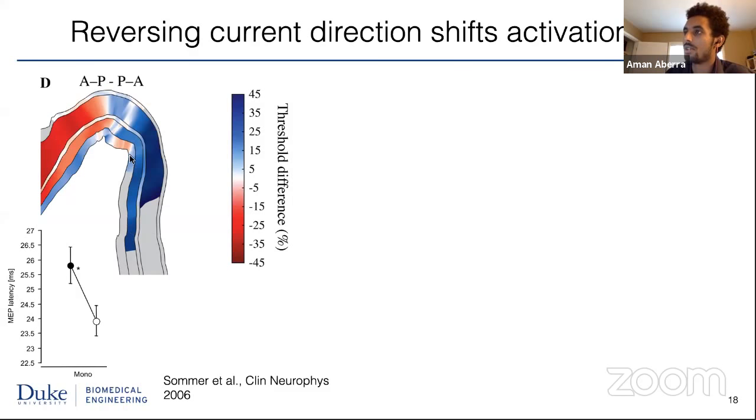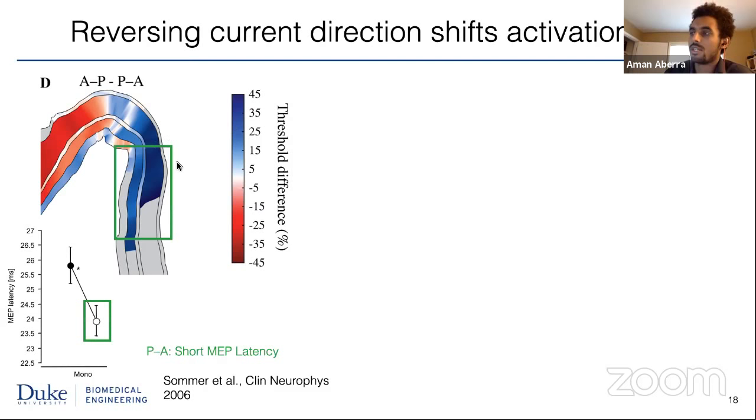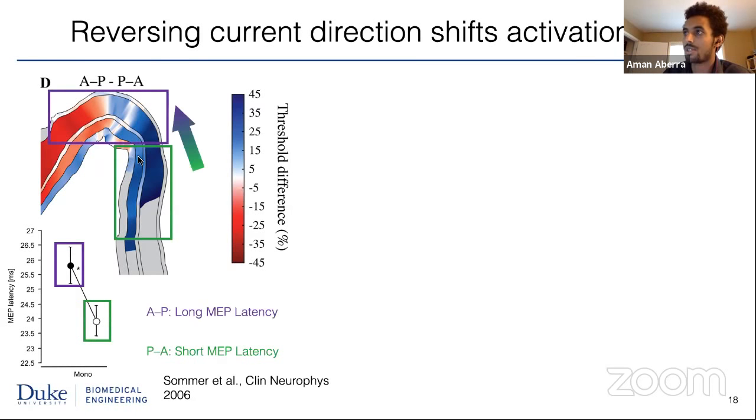And what we see in the model here, I'm showing a slice of the hand knob region and the threshold differences between AP and PA. Where you see red, there's more activation in the case of anterior posterior stimulation. And where you see blue, there's less activation of anterior posterior and more activation of PA. So here in PA, where we get a short MEP latency, we're getting more activation in this posterior lip region. Whereas AP, which produces a longer MEP latency, is producing this anterior shift of activation.